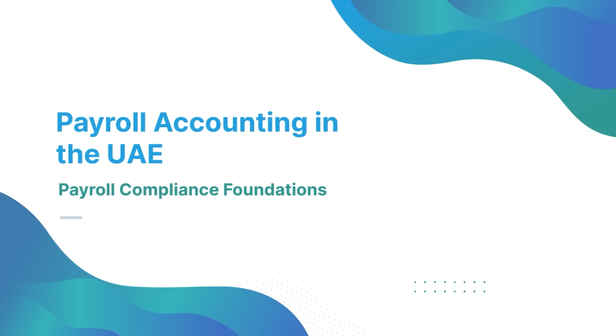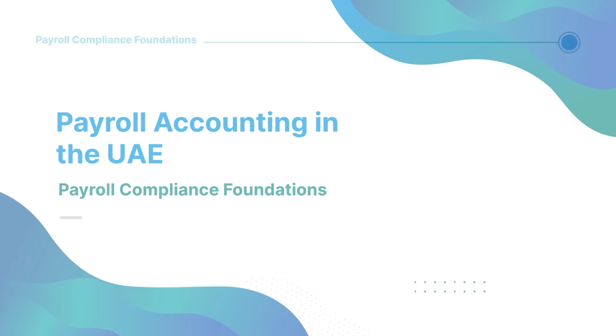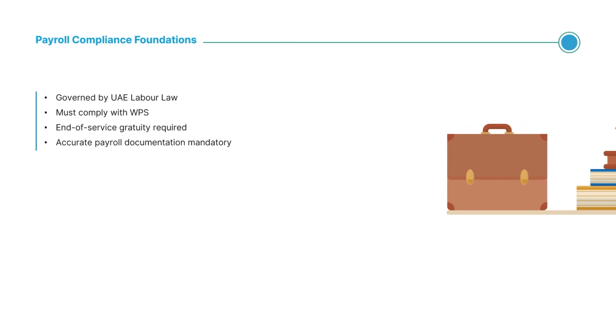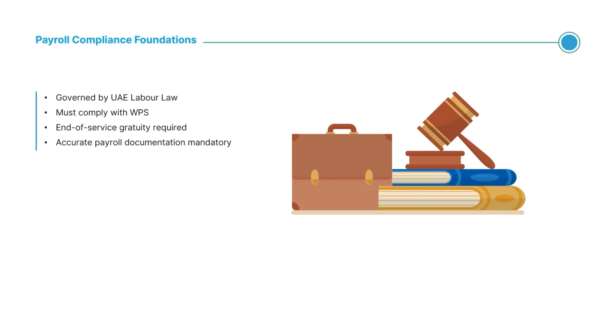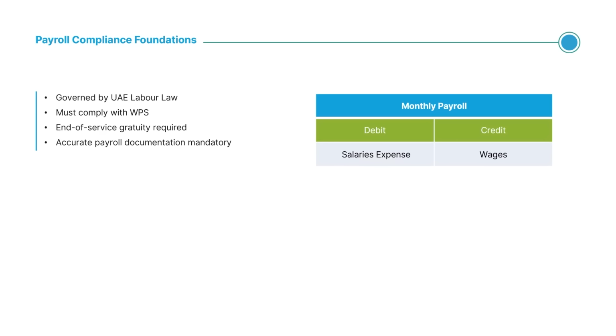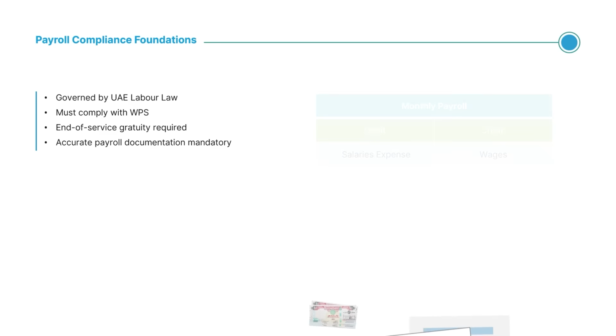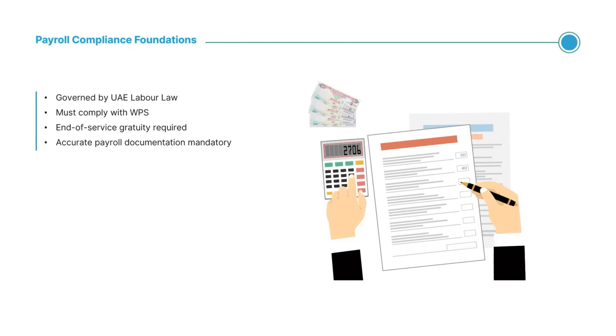In the UAE, payroll accounting is governed by federal labor law and corporate tax law requirements. Employers must process salaries through the wage protection system, pay statutory end-of-service gratuity, and keep accurate payroll records. From an accounting perspective, the monthly payroll entry typically records debit, salaries expense, and credit, wages payable. When salaries are paid through the WPS, the liability is settled: debit wages payable, credit bank. These simple but consistent journal entries ensure compliance and support future audits.